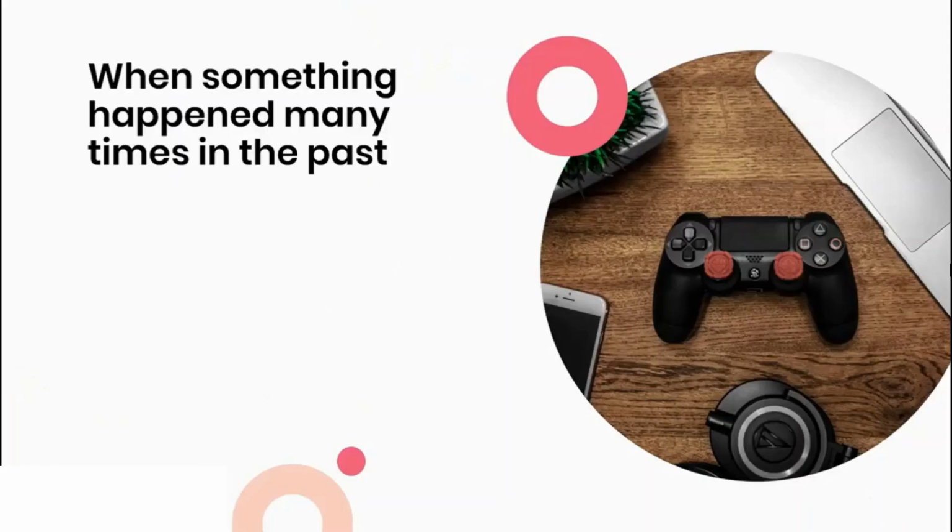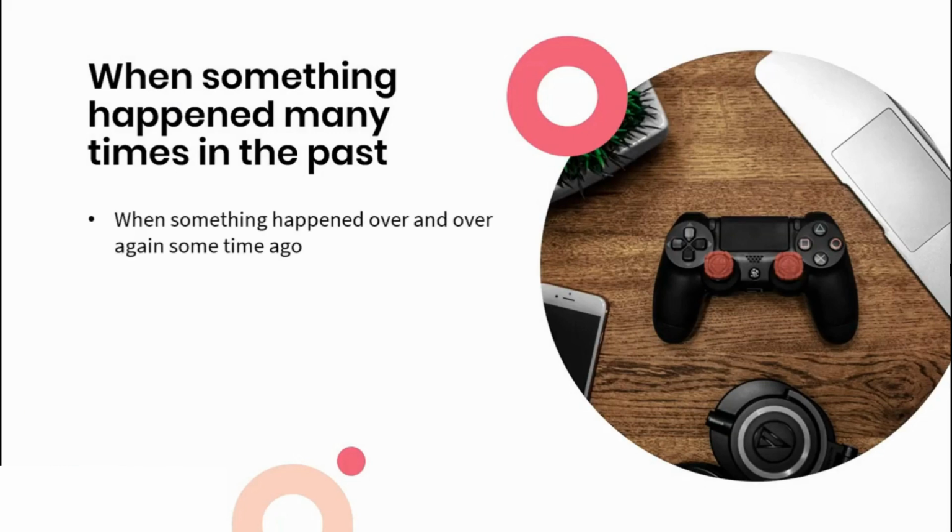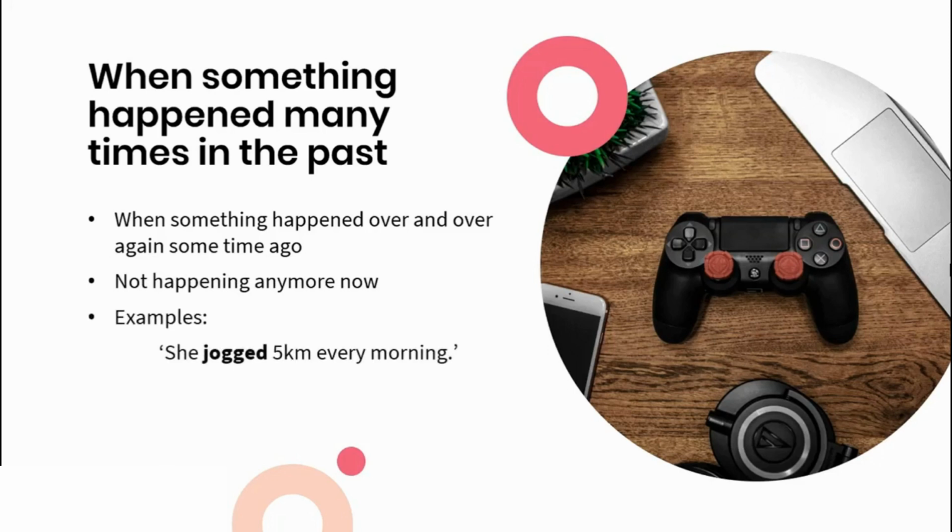The next context in which you can use the past simple tense is when something happened many times in the past. In other words, when something happened over and over again some time ago and is not happening anymore now. Some examples are: she jogged 5 kilometers every morning. He always played computer games in the evening.